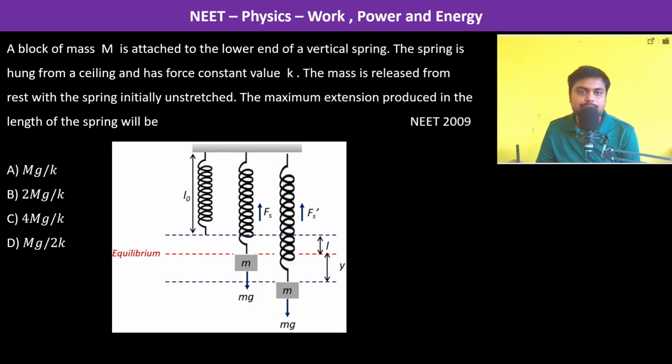A block of mass m is attached to the lower end of a vertical spring. So this is the mass m, which is attached to the lower end of a vertical spring. The spring is hung from a ceiling and has a force constant value k, the spring constant. The mass is released from rest with the spring initially unstretched. So this is the spring, which is initially unstretched, at its natural length L0.